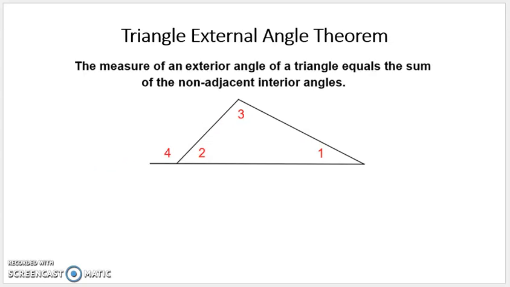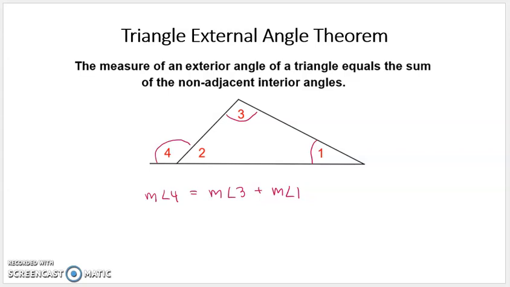And then we have the triangle external angle theorem, which says that the measure of an exterior angle of a triangle, which is an angle formed by extending a line, so angle 4 would be our exterior angle for this triangle, equals the sum of the measures of the non-adjacent interior angles, the ones that aren't next to it. So the measure of angle 4 is equal to the measure of angle 3 plus the measure of angle 1. So those are 3 tools that you can use to solve angle puzzles.